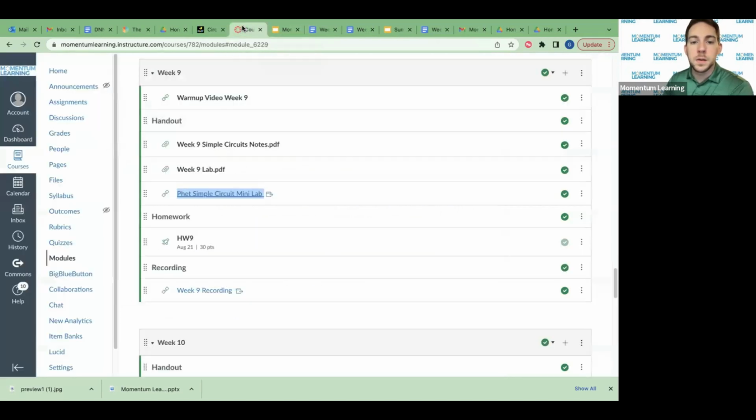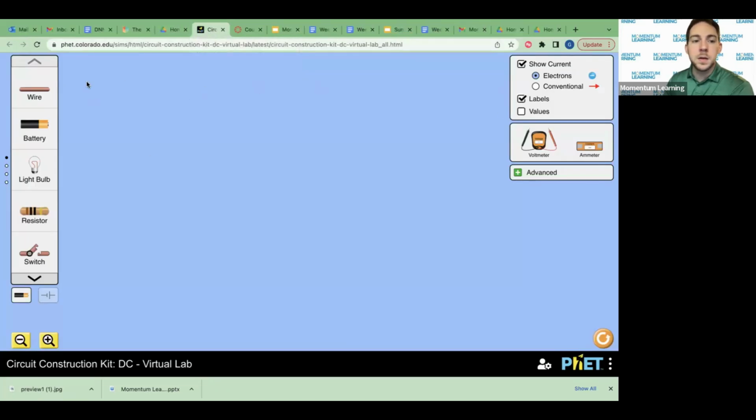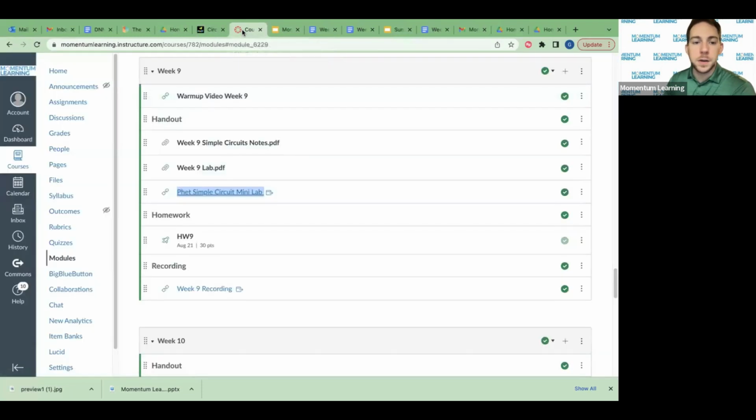As I said, this is what a course looks like. You can see we have a warm-up, handouts, which I usually tell students to print ahead of time before the class starts, and then any links to labs. This was the website that was used for the particular lab. It's simple, but it allows students to build their own circuits to really intuitively understand them.